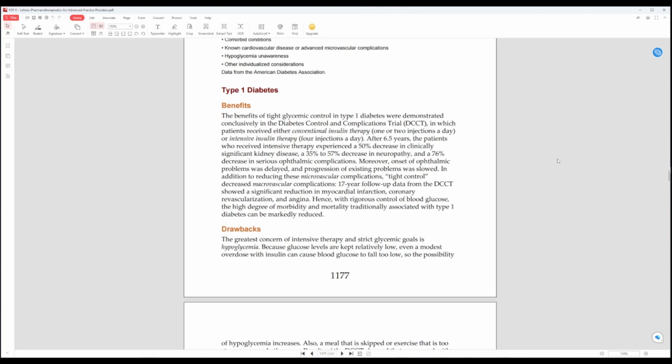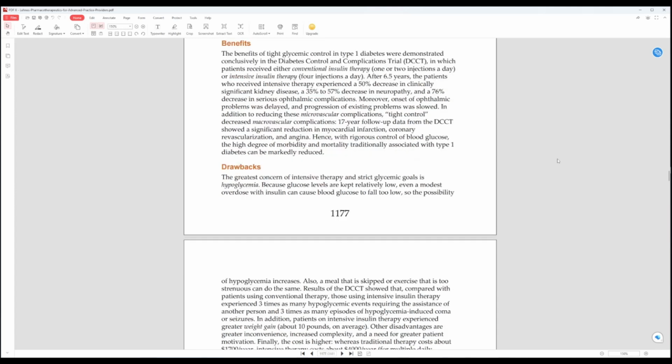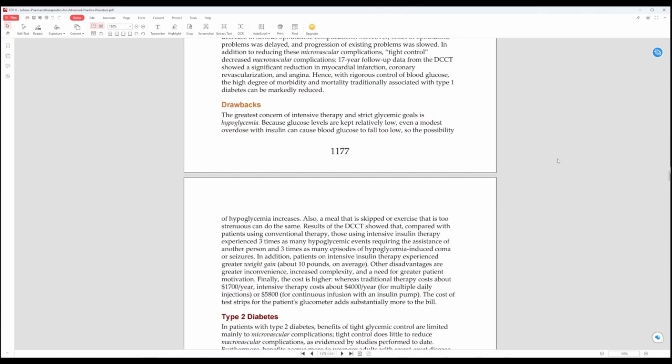In addition to reducing these microvascular complications, tight control decreased macrovascular complications. A 17-year follow-up of the DCCT showed a significant reduction in myocardial infarction, coronary revascularization, and angina. Therefore, with rigorous control of blood glucose, the high degree of morbidity and mortality traditionally associated with type 1 diabetes can be markedly reduced.